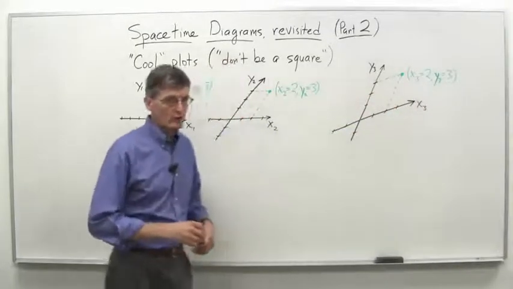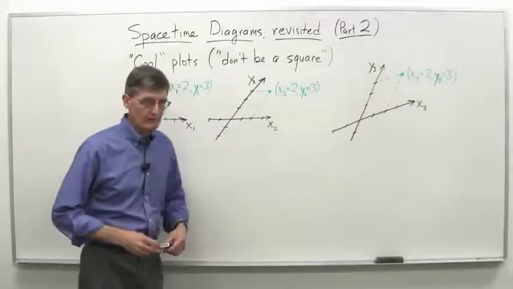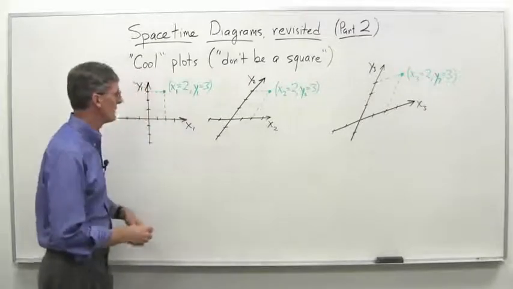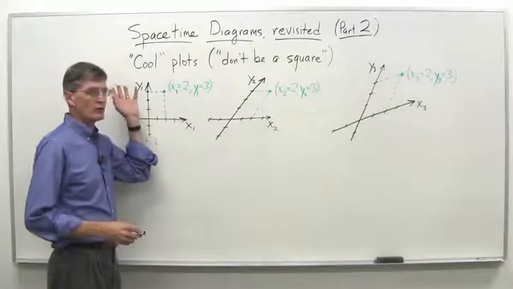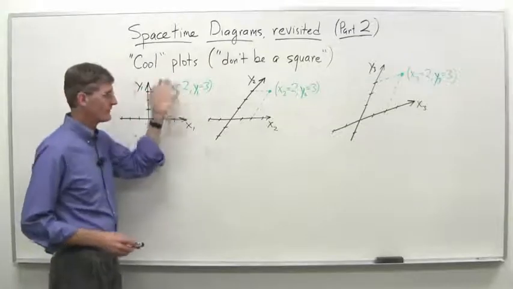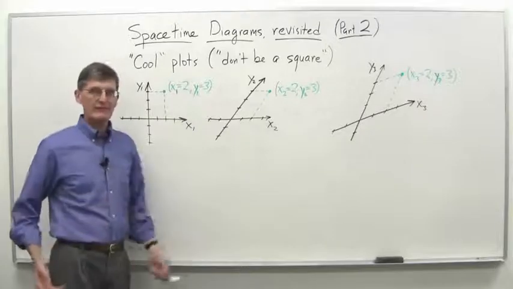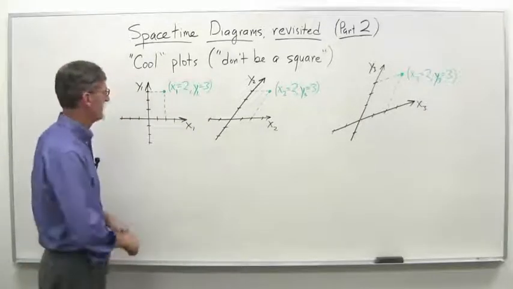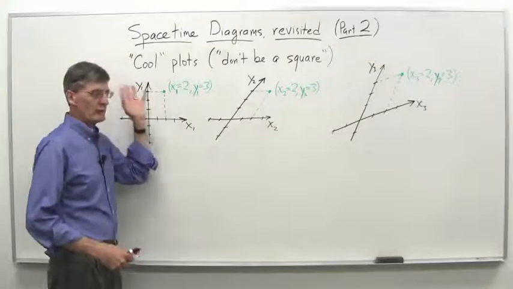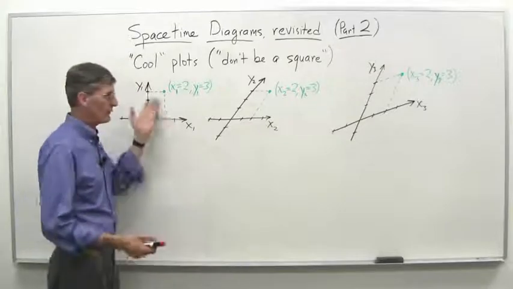On to part 2 of our revisitation of space-time diagrams. And the subject here is, quote-unquote, cool plots. Quote-unquote, don't be a square. I don't know how it translates into other languages, but the idea is if you want to be cool, you want to be with it, then you don't want to be a square.